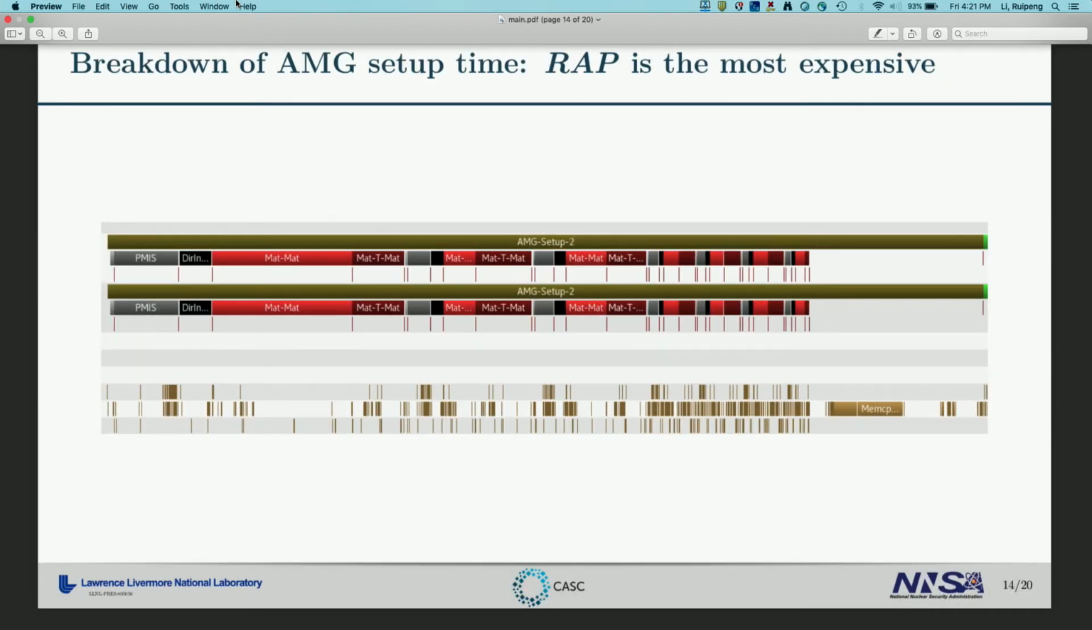So after we put this together, we have a complete AMG setup on GPU. This is the time breakdown of the AMG setup. You can see that, I don't know if you can see it clearly, there's a PMIS and direct interpolation, and the matrix product still remains the most expensive part of the setup. This shows all the levels. You can see it repeated for all the levels.